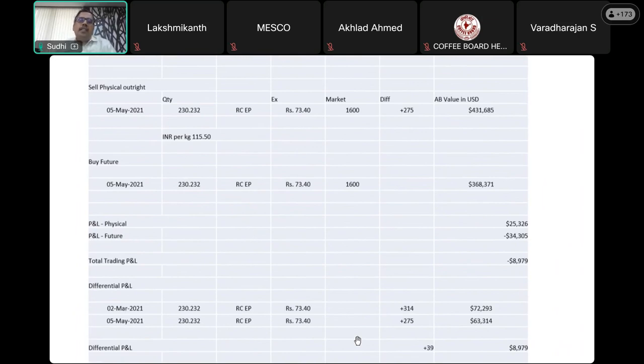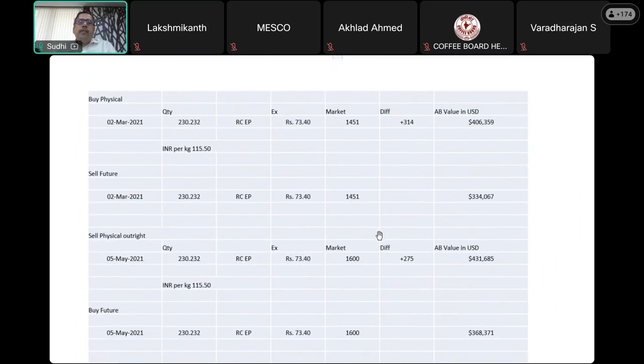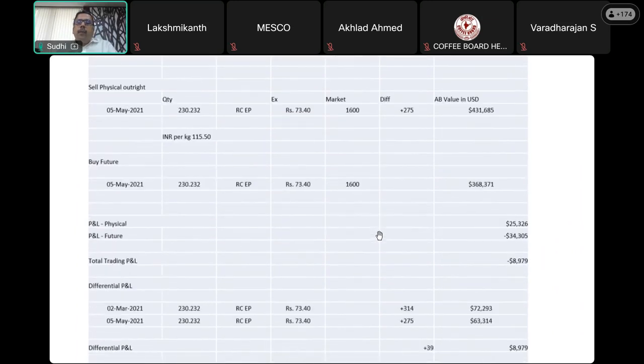So if you don't hedge in this way with the terminal market, then it is total speculation, and that will have a bigger impact financially. So in most commodity trades, not only coffee, any commodity trade, if you look at it, they follow the same methodology of the hedging mechanism to do the trading.